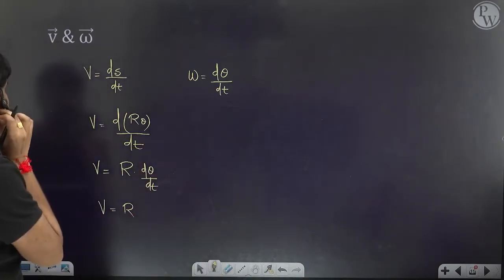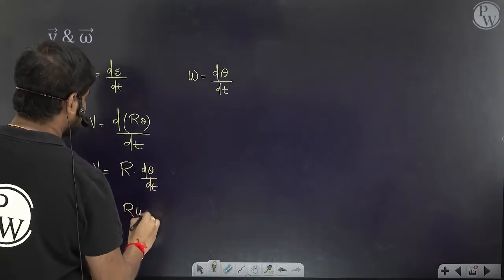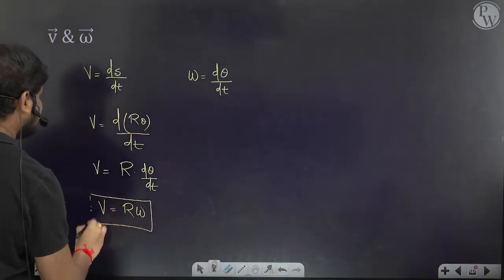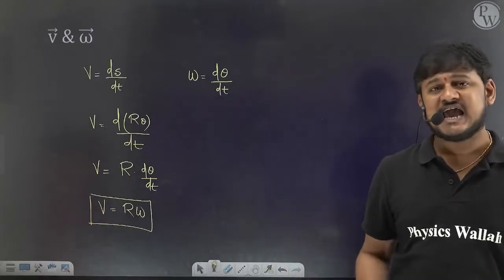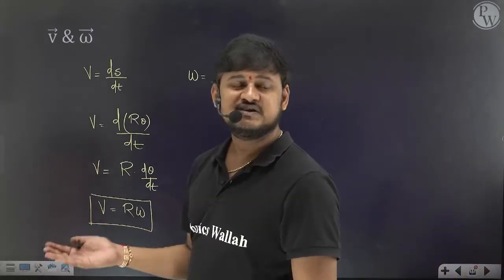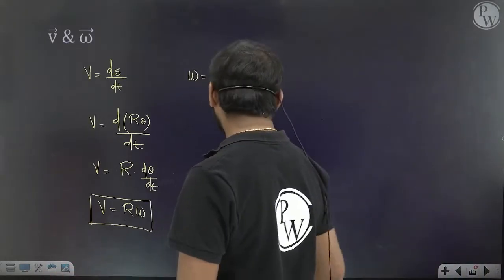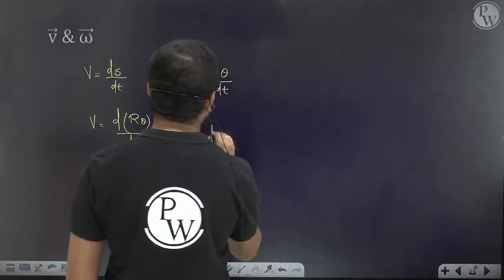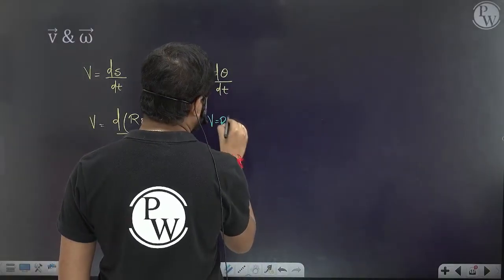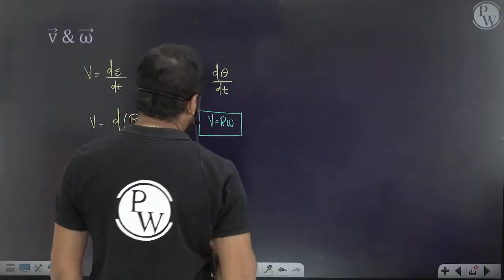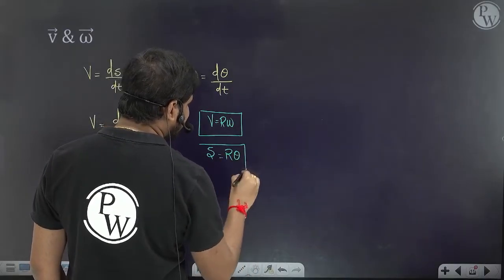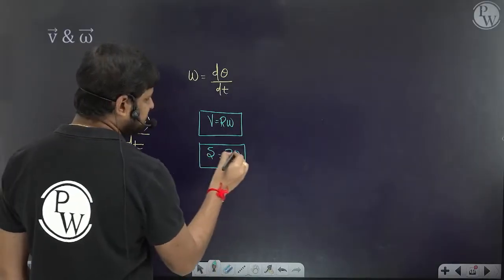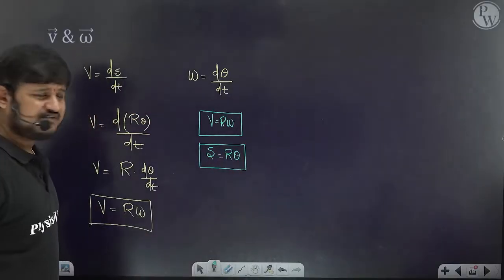What is d theta by dt? It is omega. So the relation between linear velocity and angular velocity is V equals r omega. And S equals r theta is the relation between linear displacement and angular displacement. We have already studied these.